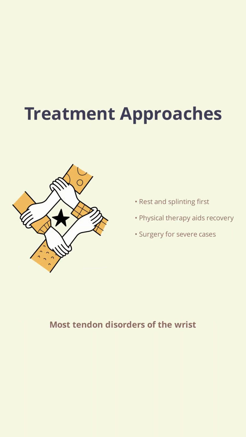Most tendon disorders of the wrist are initially managed conservatively with rest, splinting, and sometimes corticosteroid injections. Physical therapy plays a key role in recovery. Surgery is reserved for cases where conservative treatment fails or in the presence of complete tendon ruptures. Accurate diagnosis and early intervention are crucial for optimal outcomes.